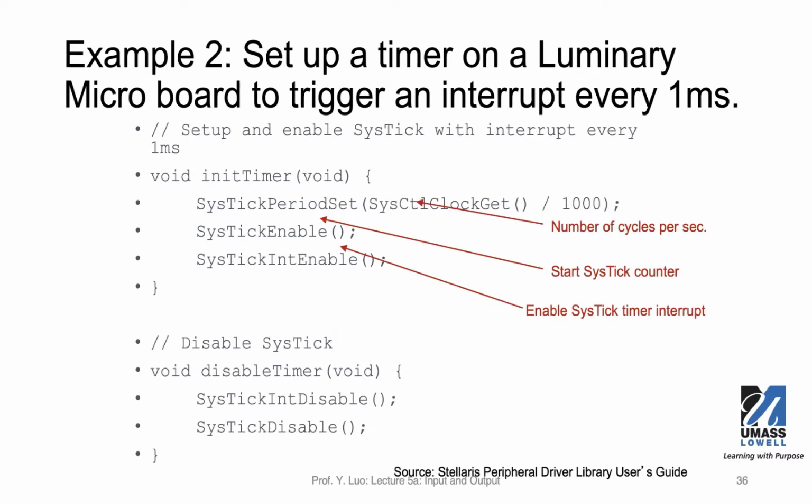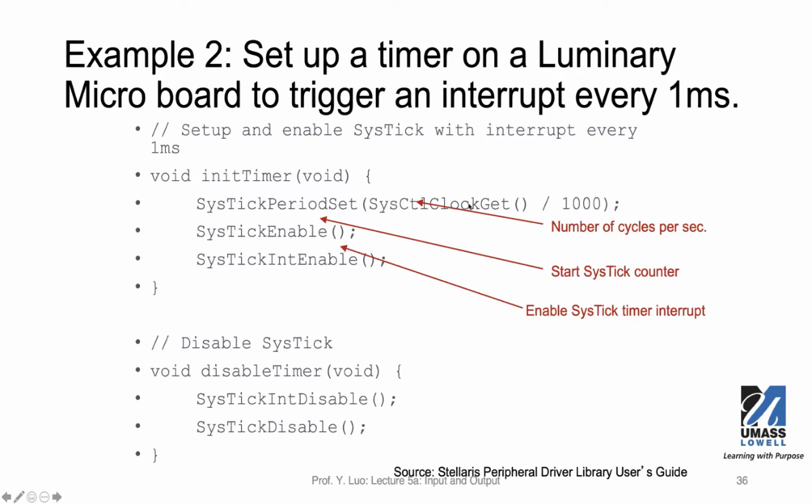This is the Microblaze board that UC Berkeley used for their class. So they show the example how to set up a timer to trigger an interrupt every 1 millisecond. The code is in C, but it's very similar. So in the init function, you'll first set up the timer elapsed time. So how long is the timer going to expire? They call this function SysTickPeriodSet.